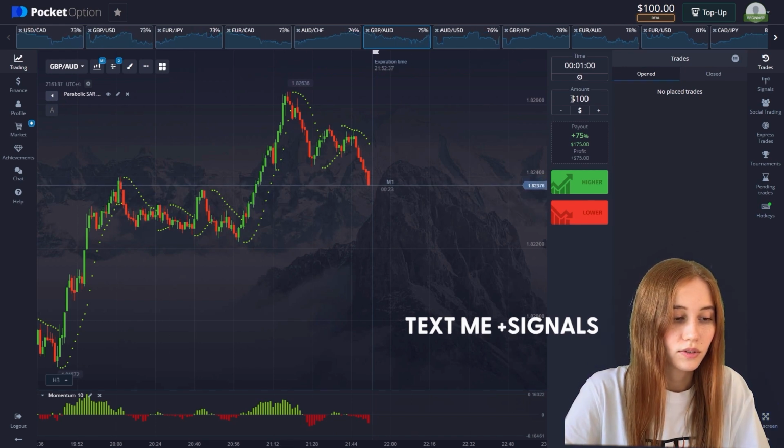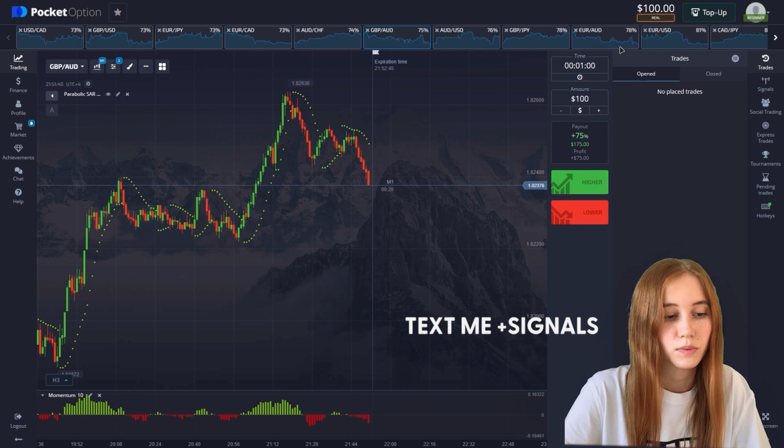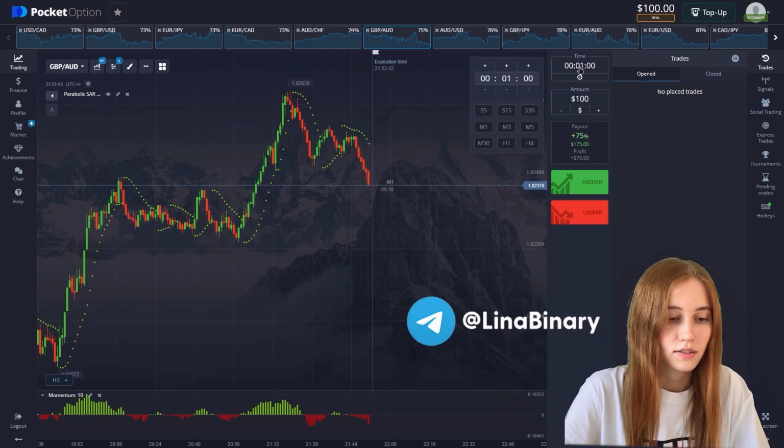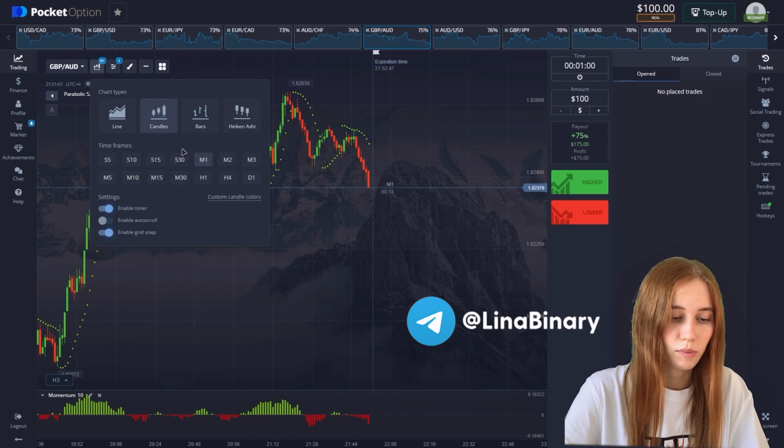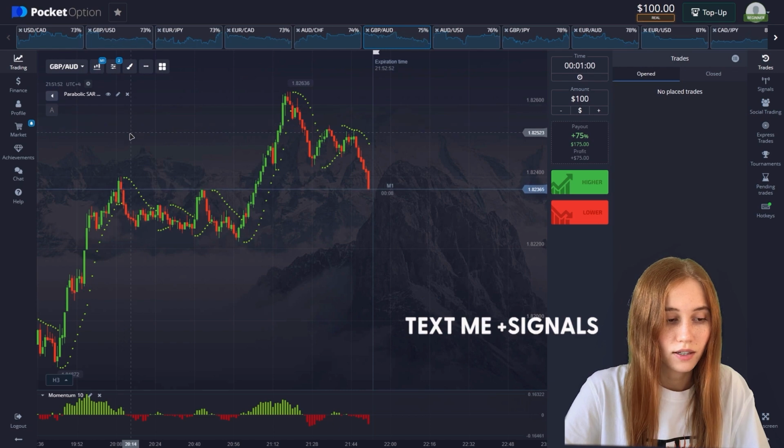Let's set up our workspace. The amount of deals will be $100. Deal time is 1 minute, therefore we include the minute time frame and candles. And these are my settings at the moment.